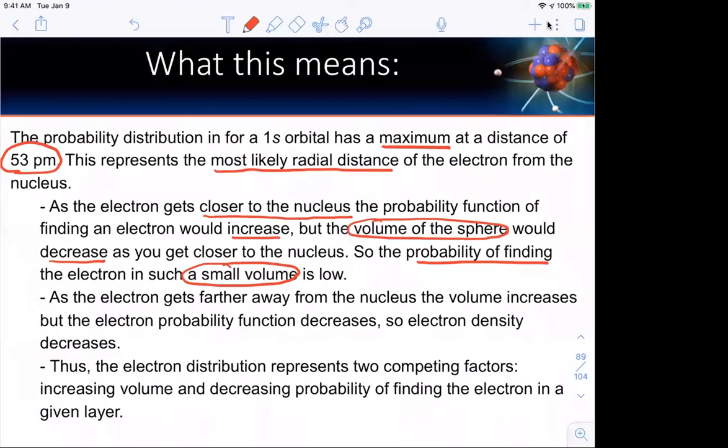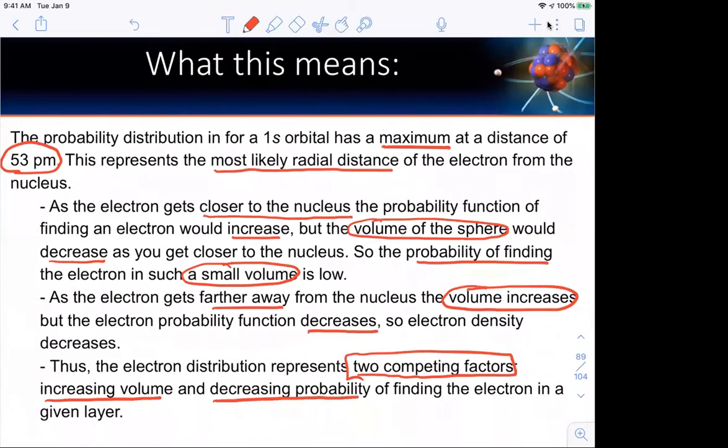Again, these are two competing trends. As the electron gets farther away, the volume increases, but the electron probability function decreases, so the electron density decreases. So I have this electron distribution being represented by two competing factors. I have increasing volume and decreasing probability of finding the electron in a given layer.